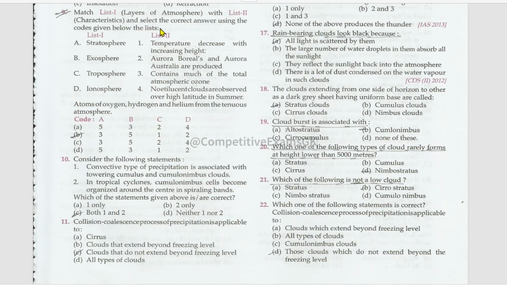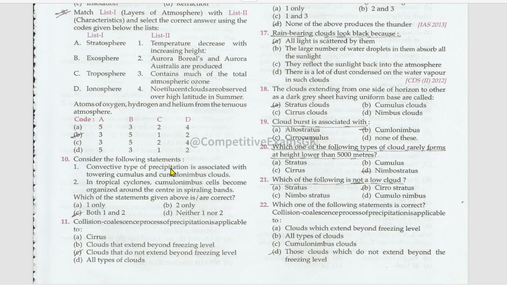Next is the matching. List 1 is layers of the atmosphere and list 2 is the characteristics. Stratosphere contains much of the total atmospheric ozone. Exosphere. Noctilucent clouds are observed over high latitudes in summer. Troposphere, where temperature decreases with increasing height. Ionosphere, where aurora borealis and aurora australis are produced.